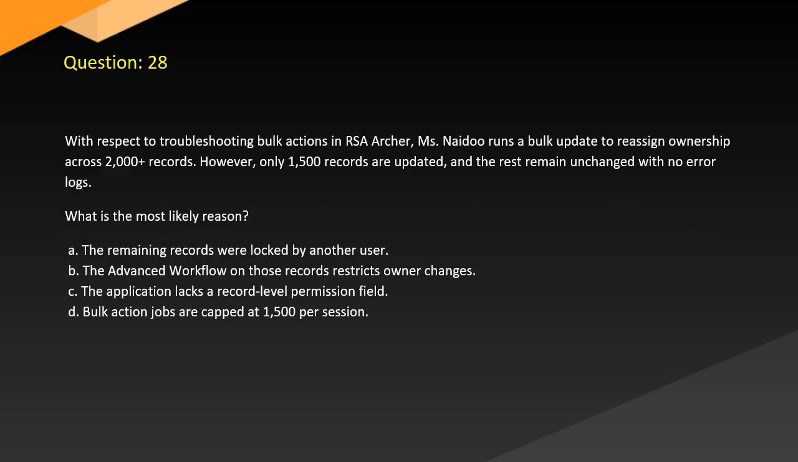Question 28. With respect to troubleshooting bulk actions, the RSA Archer administrator runs a bulk update to reassign ownership across 2,000 plus records. However, only 1,500 records are updated and the rest remain unchanged with no error logs. What is the most likely reason? A. The remaining records were locked by another user. B. The advanced workflow on those records restricts owner changes. C. The application lacks a record-level permission field. D. Bulk action jobs are capped at 1,500 per session.